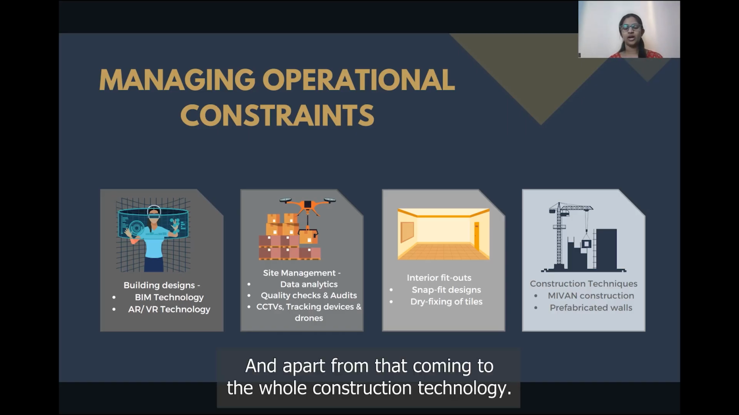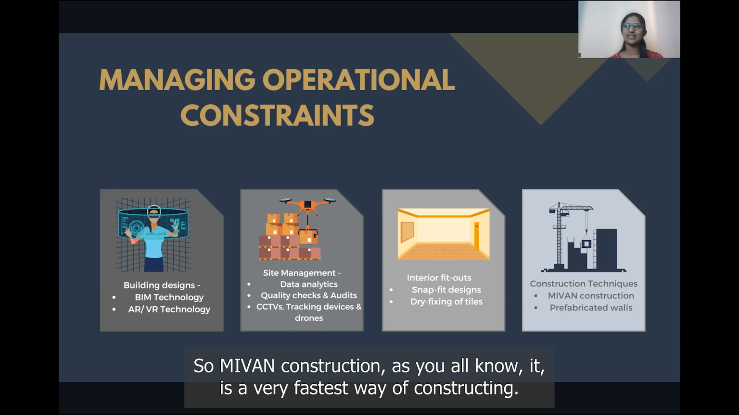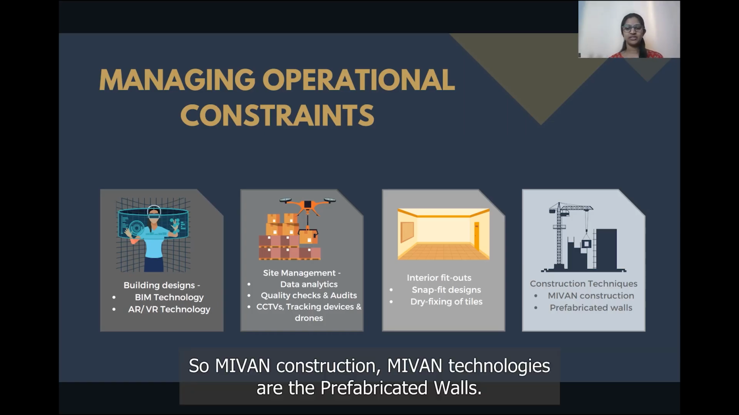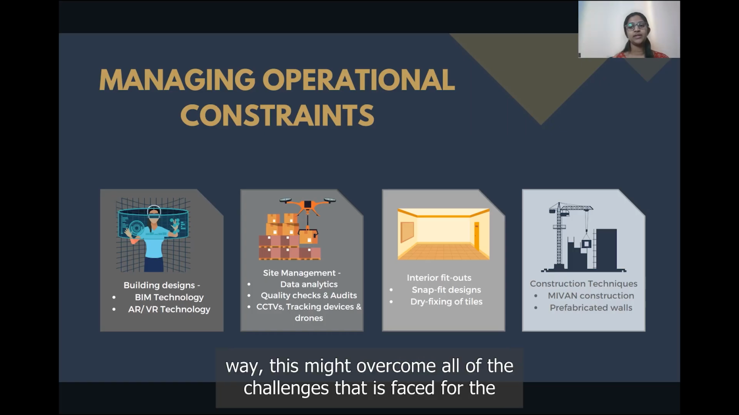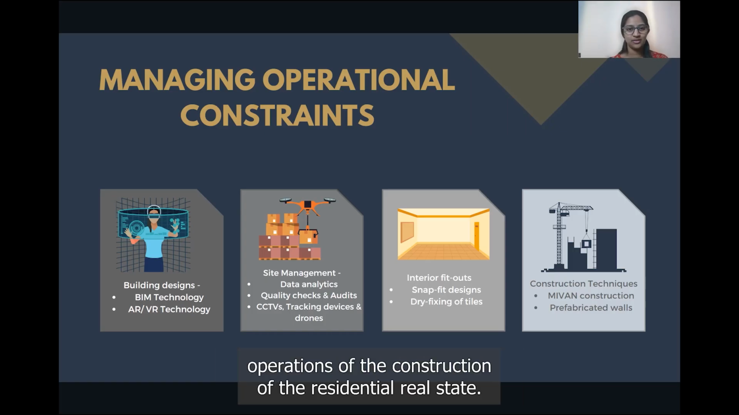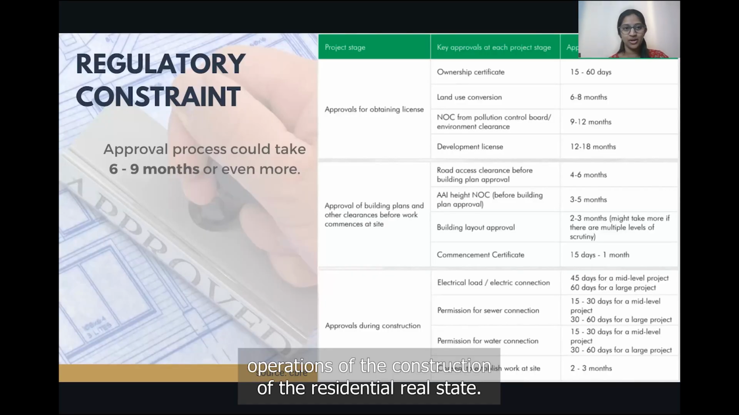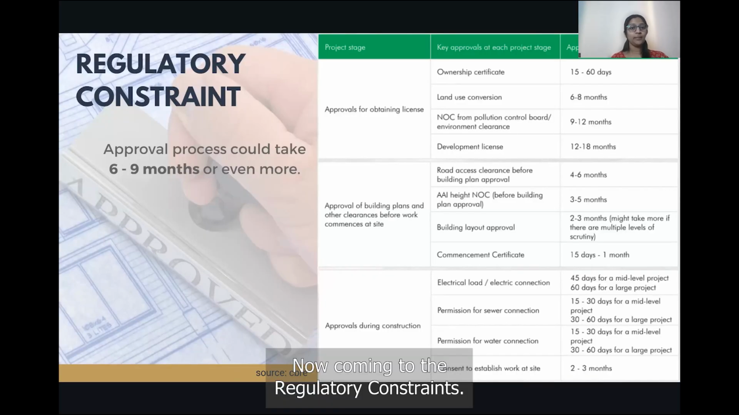And apart from that, coming to the whole construction technology itself. So my construction, as you all know, is the very fastest way of constructing. So my construction, my technologies, or the prefabricated walls, all of these kinds of technologies should be adopted, and this might overcome all of the challenges faced in the operational way of the construction of residential real estate. Now coming to the regulatory constraints.